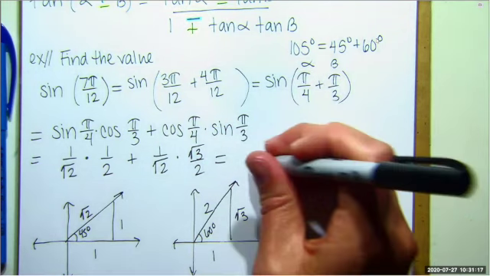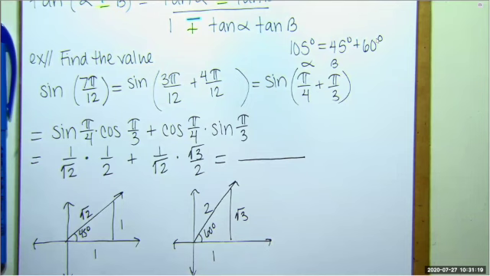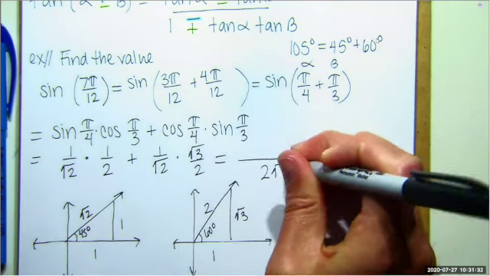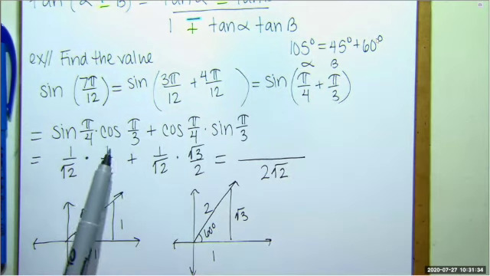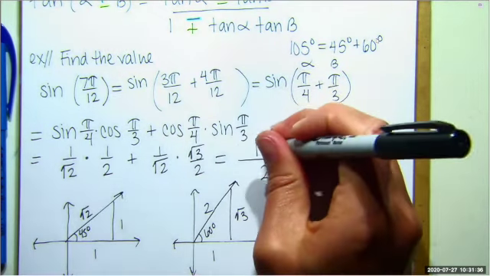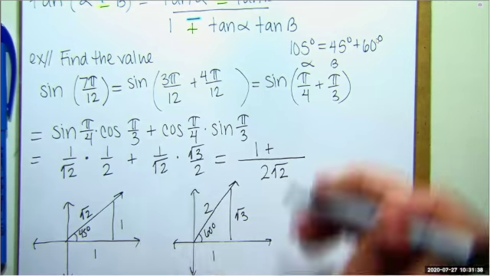Our next step here is to add our fractions. This should always work out on these problems, that these two denominators match. So in the denominator here, I have 2 root 2. I'm adding something also with the denominator of 2 root 2. So we have 2 root 2. In the numerator here, I have 1 times 1, that's 1, plus 1 times root 3, that's root 3.